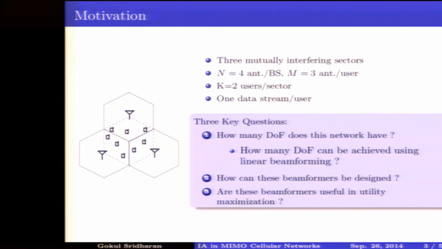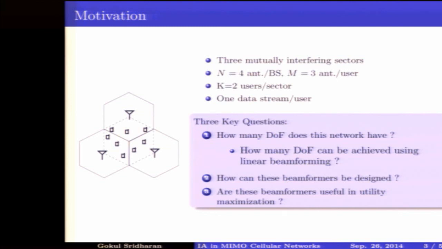Here is something by way of motivation. I have here a 3-cell intersection, a 3-sector intersection, with multiple antennas at both ends. And I assume that the base stations can talk to each other, share some CSI and a few other metrics, but they don't share data. So it's not the network MIMO kind of a setup.